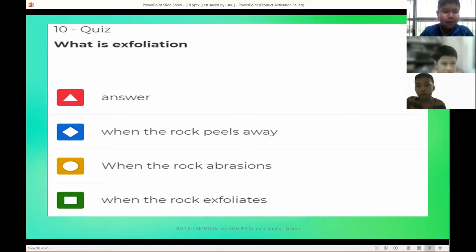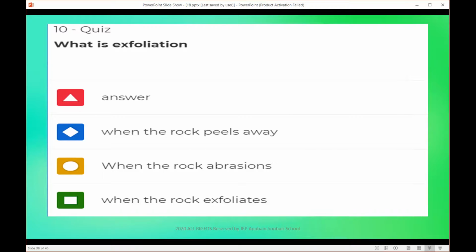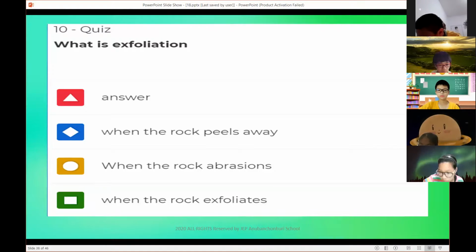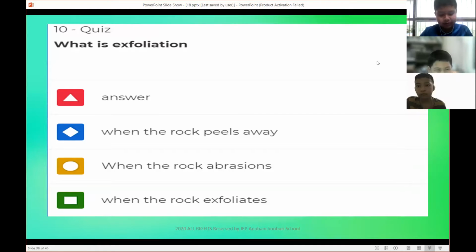I will ask someone else again. Patarida, what is your answer here? Okay, I will just ask Purama. Purama, what's your answer? Rectangle is not the answer. Circle is not the answer. What do you think is the answer, Purama?